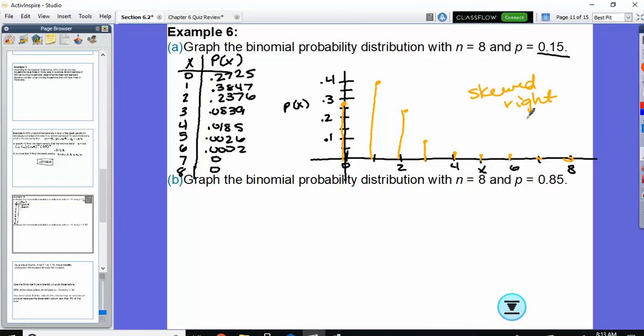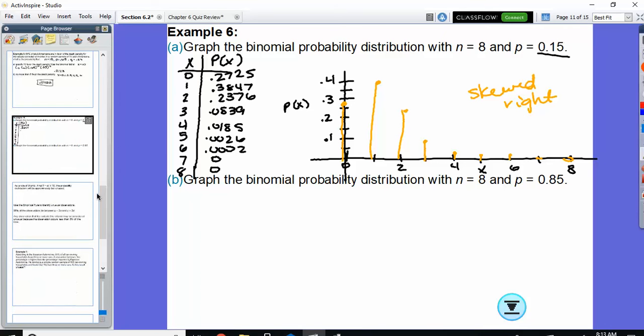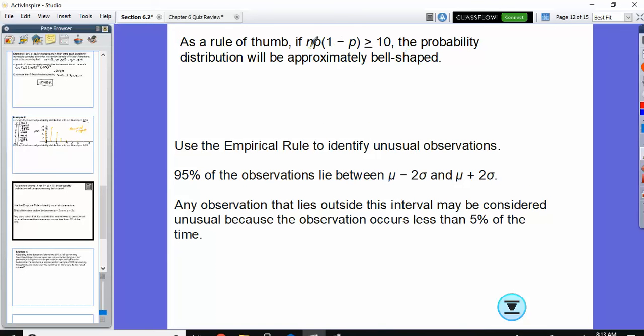Last, only slightly new thing that we're talking about today. This is going to come up more in the next chapter. This is the first time we're going to see this. But in general, if n times p times 1 minus p, or n times p times q, is greater than or equal to 10, then your distribution is approximately bell-shaped. So this is something that we could use to see if our data would be bell-shaped before we actually draw the whole graph out. It's kind of a shortcut that we can use.